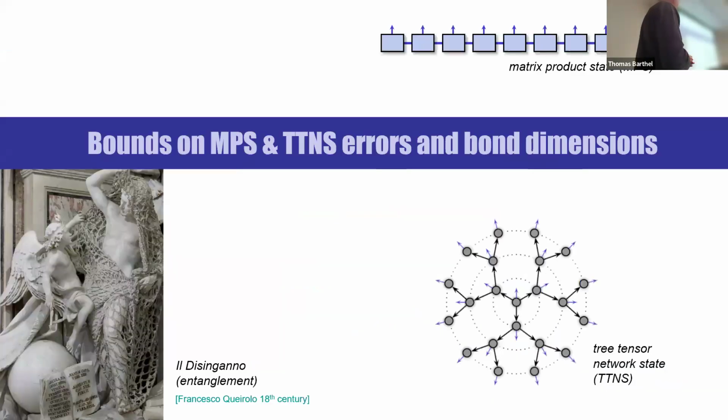All right, so let's try to understand how errors in bond dimensions have to scale in these simulations. We will mostly talk about tree-tensor-networks, but matrix product states are a special case. So if you have nice bounds for tree-tensor-networks, you also get bounds for MPS.